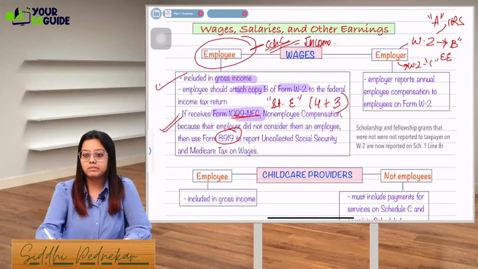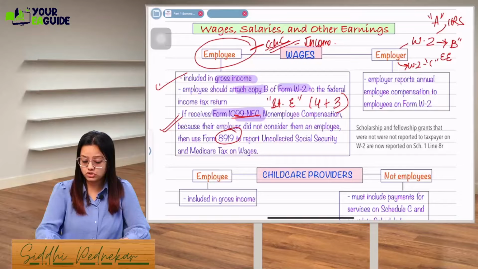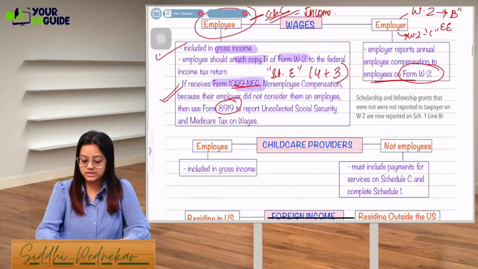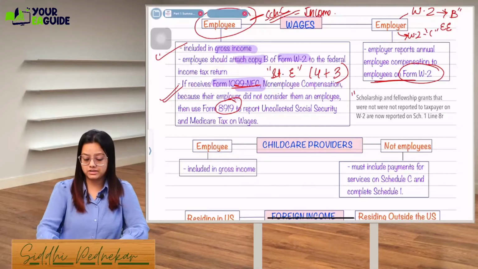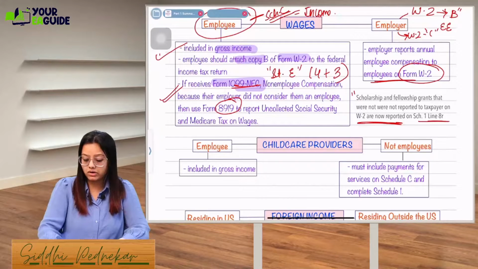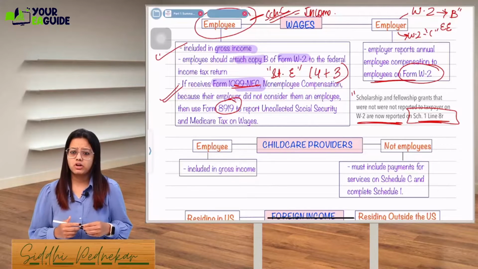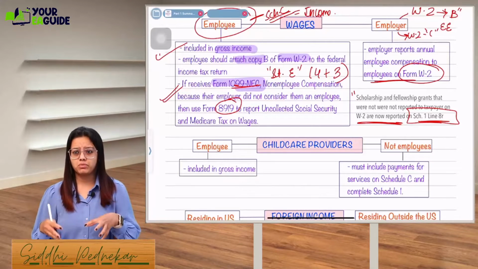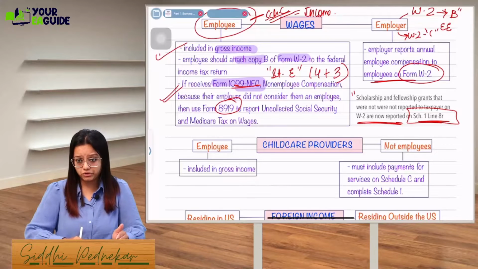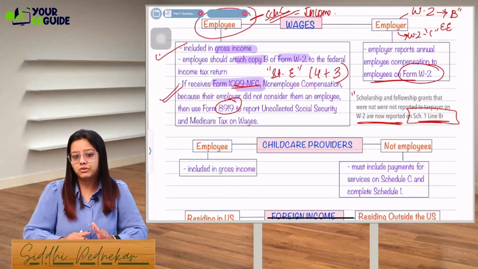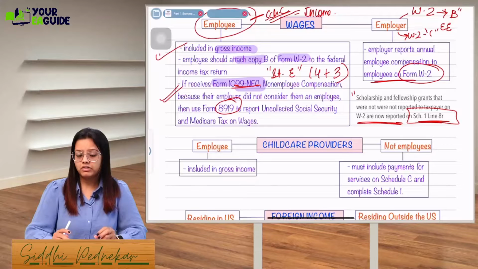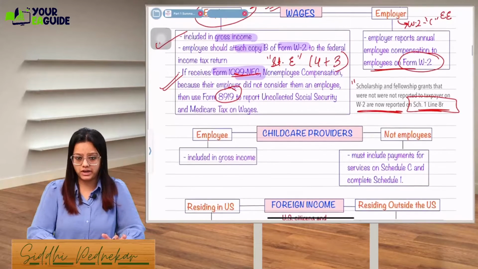Okay, the employer will be reporting the annual employee compensation to the employees on form W2, as I mentioned. If you receive any scholarship or fellowship grant that was not reported on the W2, it will now be reported on Schedule 1. Some scholarship and fellowship grants or anything which have been provided but which is not mentioned on your W2 form will be reported on Schedule 1. Schedule 1 is regarding the additional incomes which are not mentioned on page 1 of the 1040.